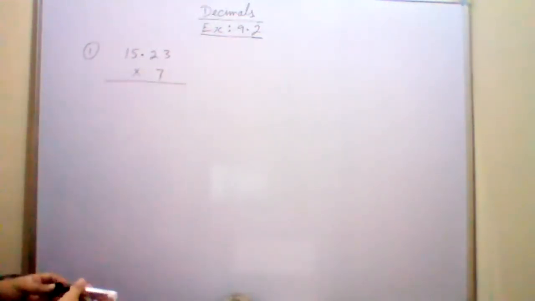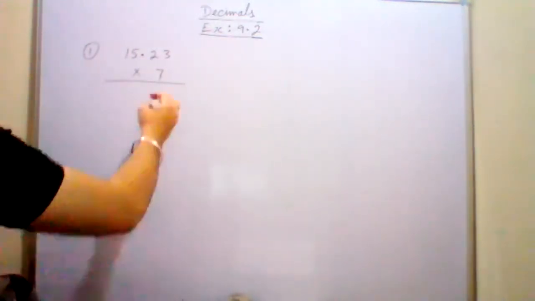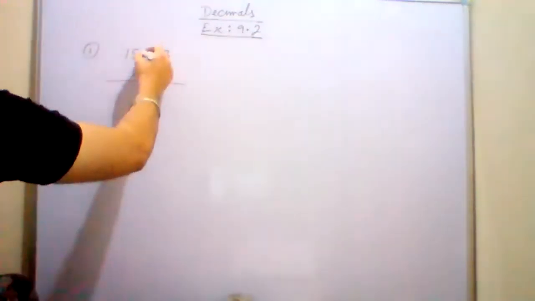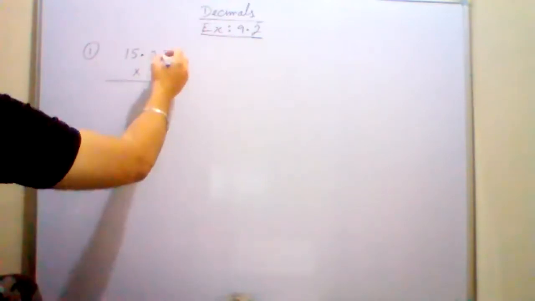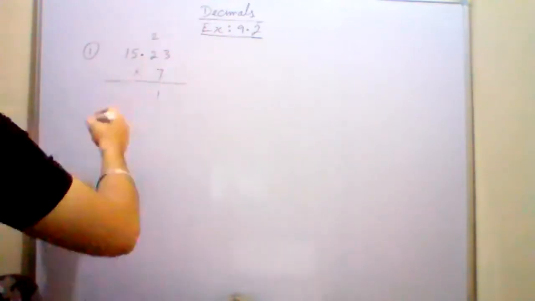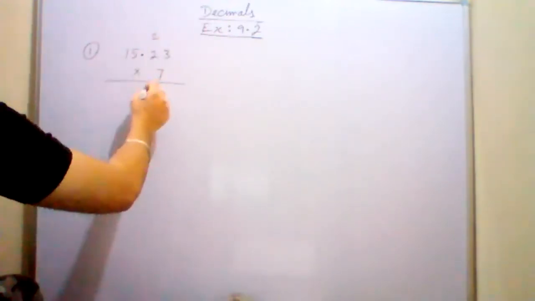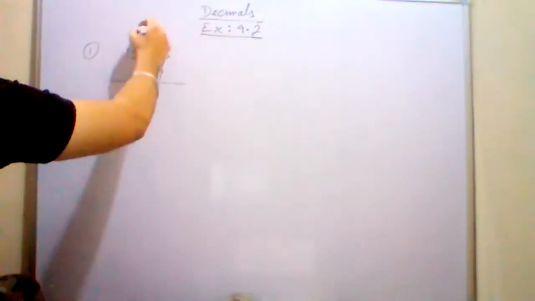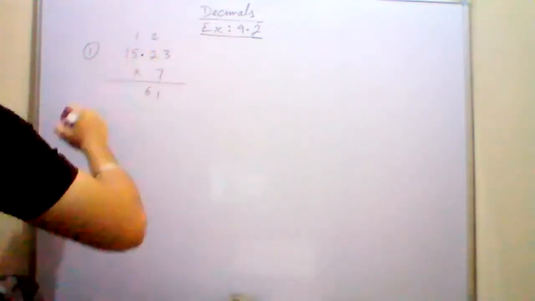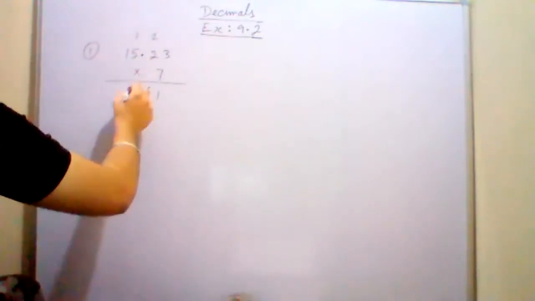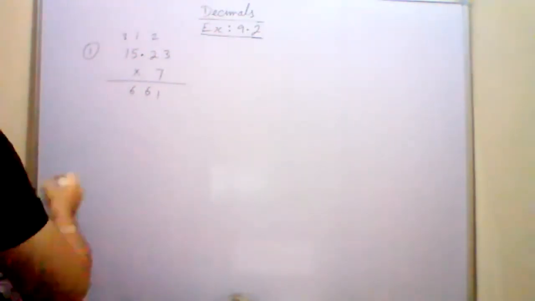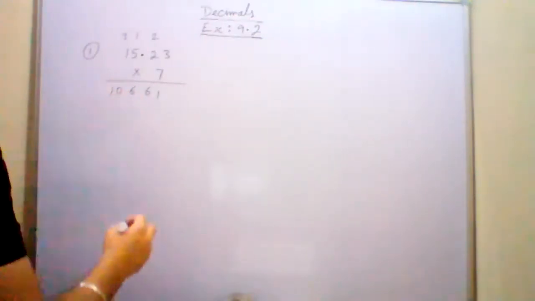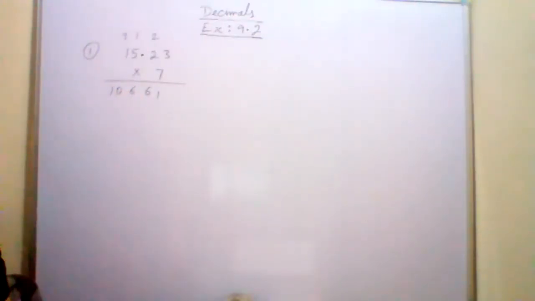You all know how to multiply? Just simply multiply this number by 7. 7 into 3 is 21, so 1 and 2 carried. 7 into 2 is 14, 14 plus 2 is 16, 6 and 1 carried. 7 into 5 is 35, plus 1 is 36. 7 into 1 is 7, 7 plus 3 is 10. 10661. Now what to do of the decimal?